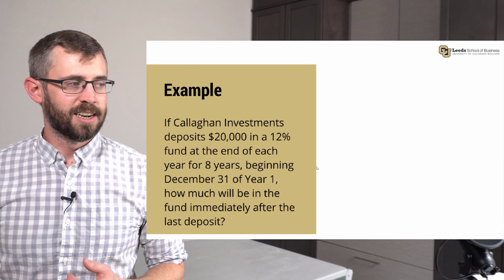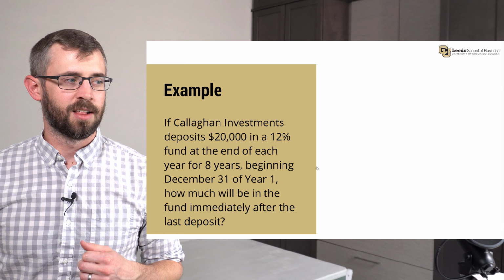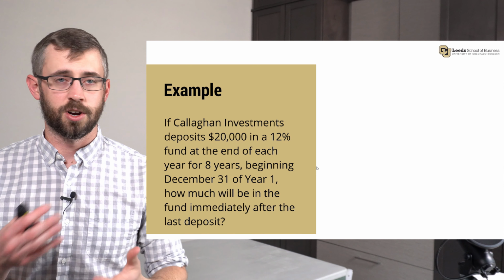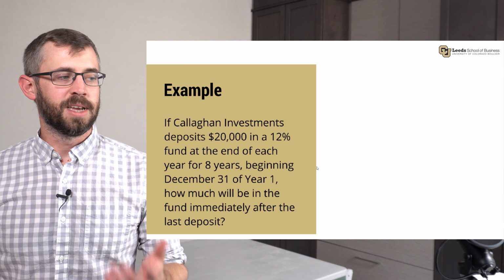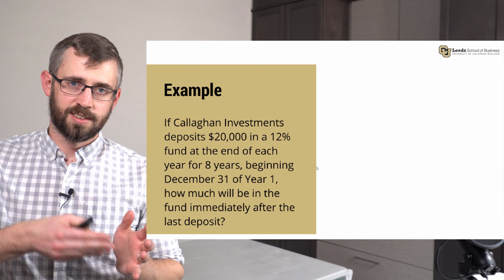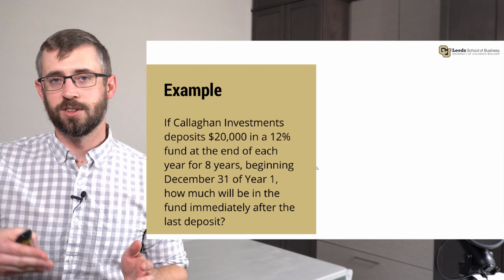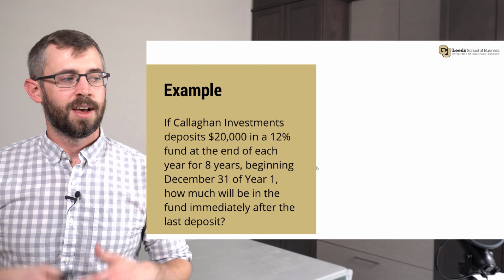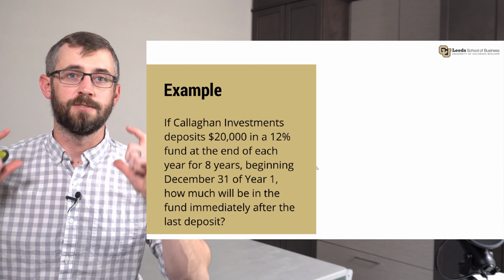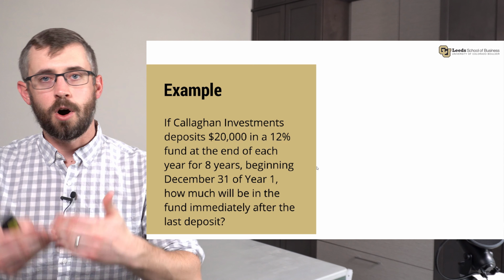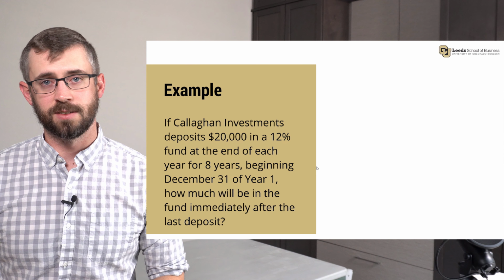And so if we have Callahan Investments and they deposit $20,000 in a 12% fund, so it's going to earn 12% interest at the end of each year for 8 years, beginning December 31st of year 1, this is an ordinary annuity. The payments are occurring at the end of each year. How much will be in the fund immediately after the last deposit? So what's the future value of all of these payments that Callahan Investments is going to make?